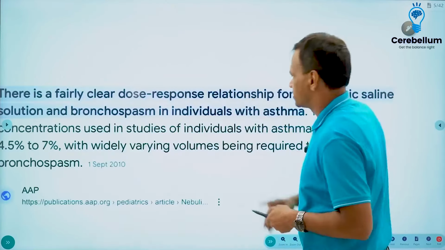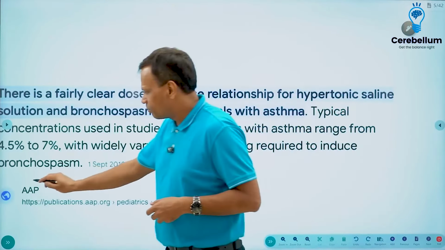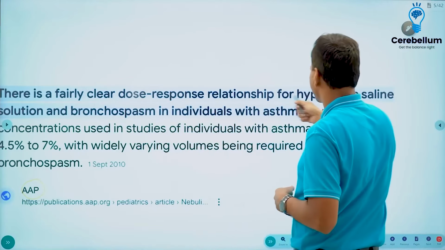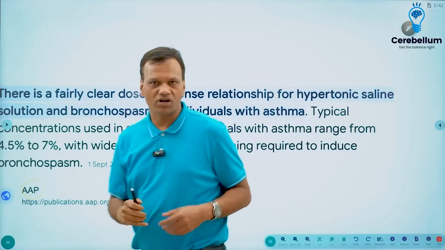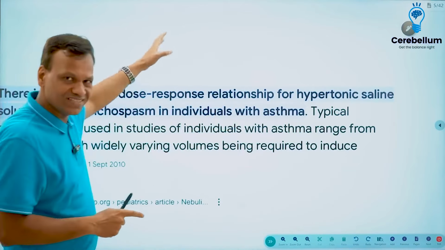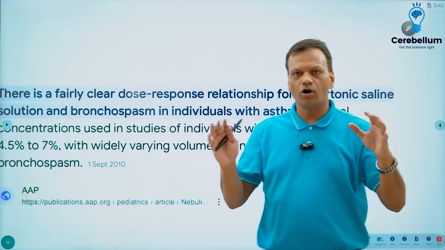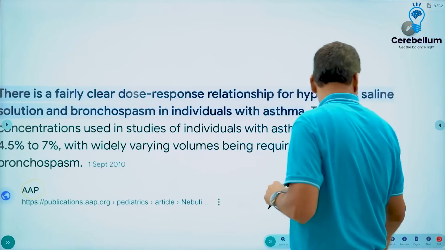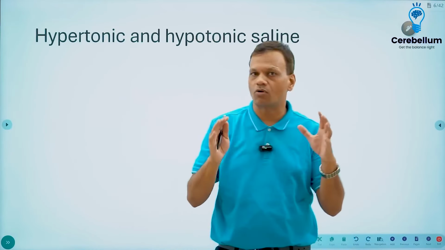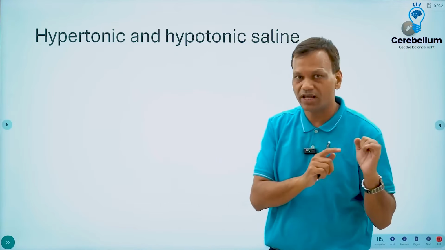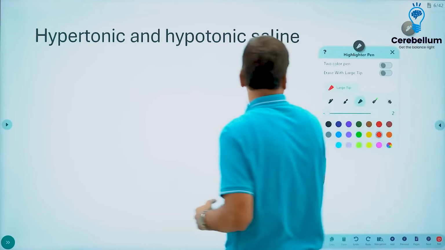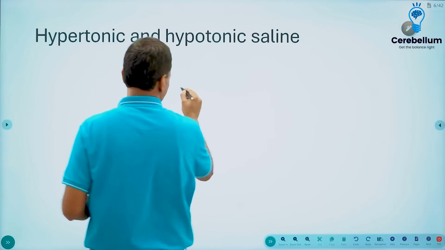But the problem is this. If you see the American Academy of Pediatrics journal, it is very clearly writing there is a fairly clear dose-response relationship for hypertonic saline and bronchoconstriction. See, hypertonic saline causes bronchoconstriction in patients with asthma. So saying it does not cause bronchoconstriction is a wrong concept. But what I want to tell is both hyper- and hypotonic solutions can cause bronchoconstriction. Both. Remember, not only hypertonic, but hypotonic also causes it. So let me tell you one thing. Suppose this is the bronchus.